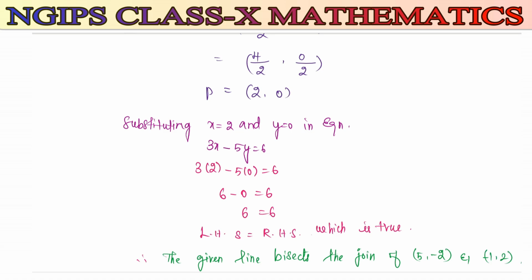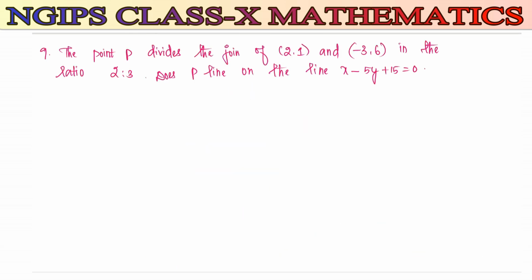Okay, now we'll move to the next one. Here they have given the ninth one. The point P divides the join of 2 comma 1 and the point minus 3 comma 6 in the ratio 2:3. Thus P lies on the line x minus 5y plus 15 is equal to 0. We just need to check. First I am going to draw the line. Okay, I have drawn the line. I am going to mention the points here. This is the first point.